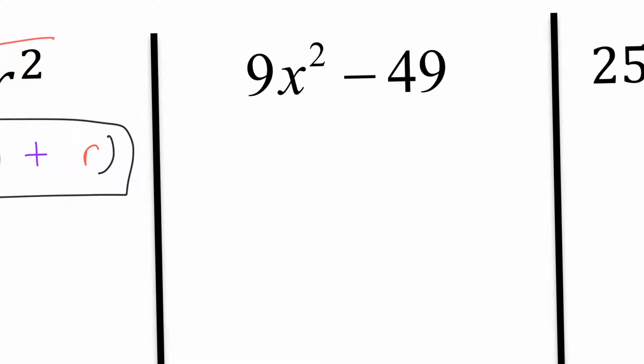Alright, so let's try this one here. 9x squared minus 49. 9 is a perfect square number. 49 is a perfect square number. They do have a perfect square root. So I'm going to use the square root of 9 right here, which is 3. And the square root of x squared is x.